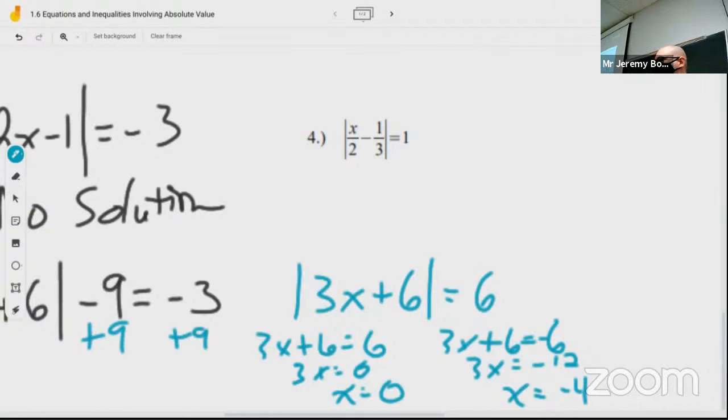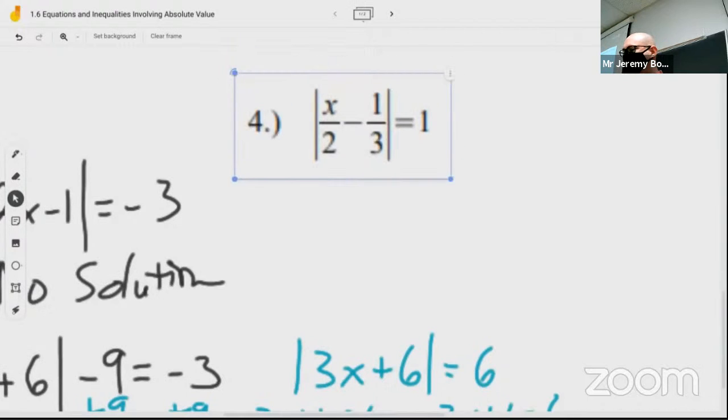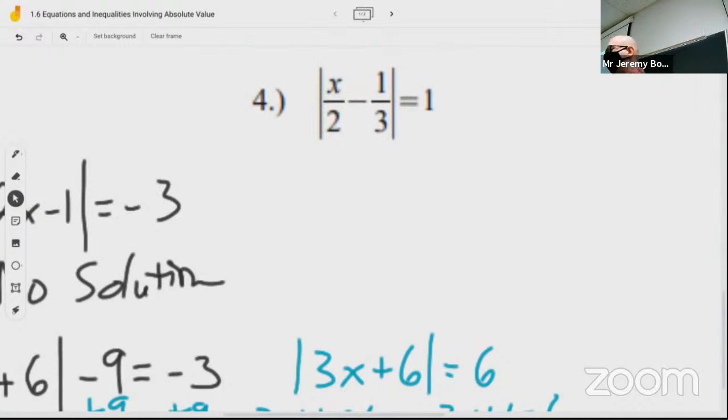Any questions on that? I'll give you all 4 to try. Try this one on your own. You have the absolute value of x divided by 2 minus 1 over 3 is equal to 1. So give that one a shot, and then we'll go over it.